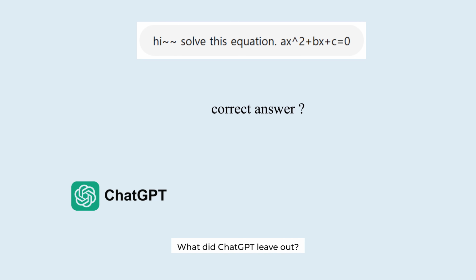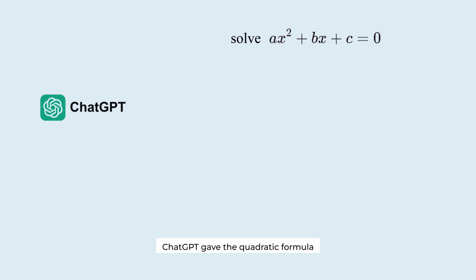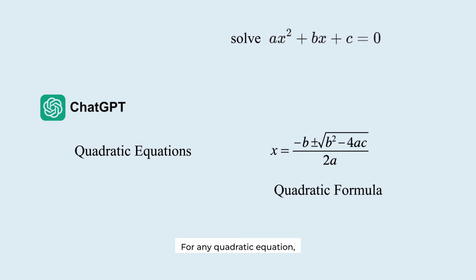What did ChatGPT leave out? Let Math Travel take you into one of the most important keys to solving equations. ChatGPT gave the quadratic formula as the answer. Yes, right. For any quadratic equation, we can use it to find two solutions.